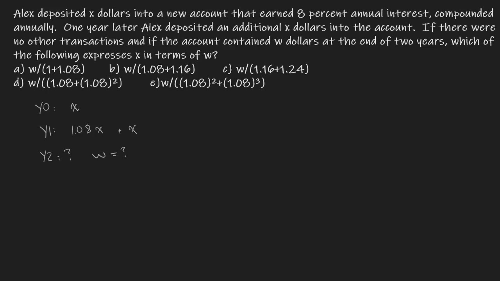Now we already have year 0 and year 1. Now at year 2, Alex hasn't added any more money. Therefore, all we have for year 2 is the same value as year 1, 1.08x plus x, compounded again at the annual interest rate, which is 1.08. So in other words, W equals 1.08 times (1.08x plus x).